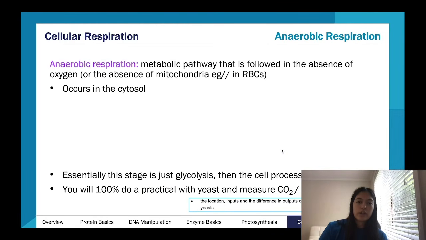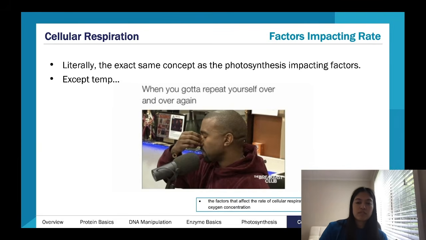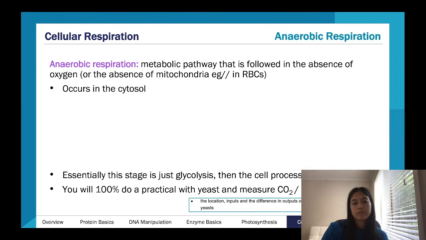Okay, so again, it's the exact same thing. So you're looking at temperature, it's the same. Glucose availability, it is a substrate. Glucose is the substrate, so you're getting that plateau. Oxygen concentration, it's an input, you're getting that plateau. The only thing to be aware of is with oxygen concentration, like we're thinking about switching from aerobic to anaerobic as well.